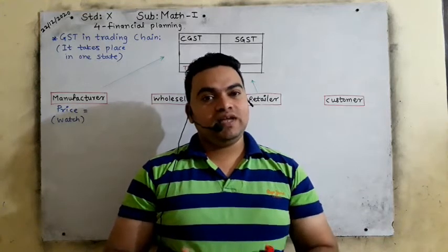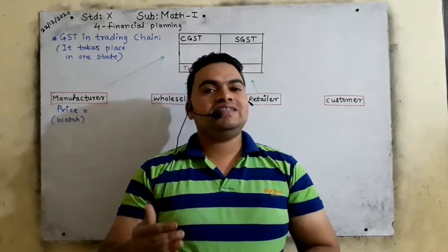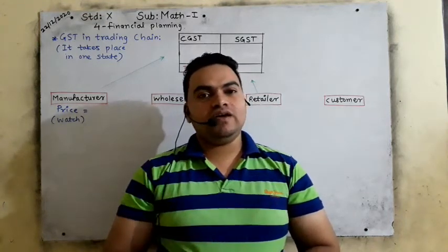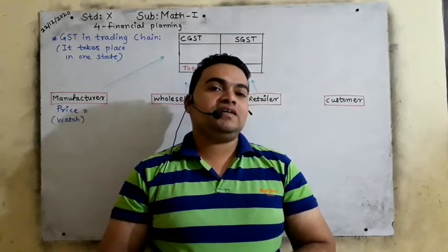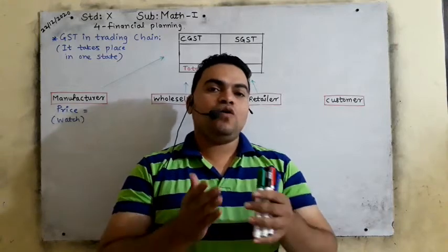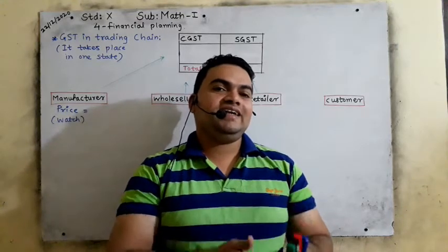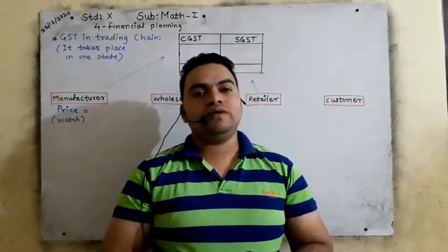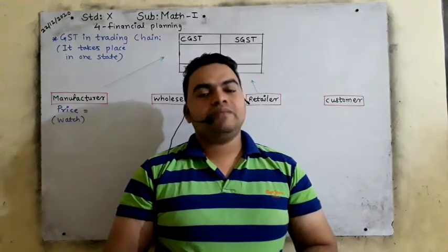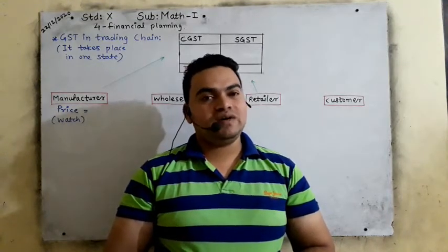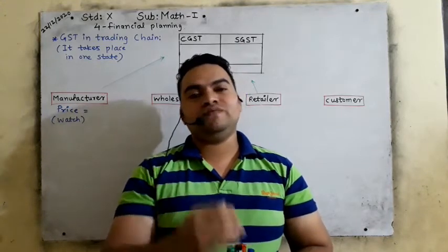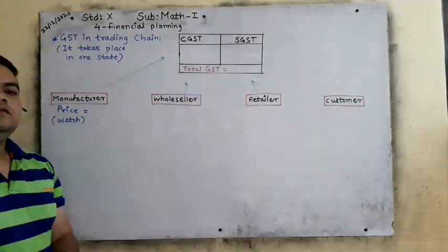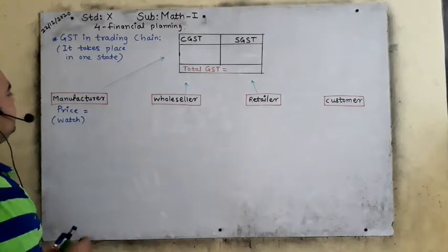My dear students, today we will see GST in the trading chain. We will see how the transaction takes place from manufacturer to wholesaler, wholesaler to retailer, and retailer to customer or consumer. Please look at the board and try to understand the explanation. It is very important for your knowledge of GST.